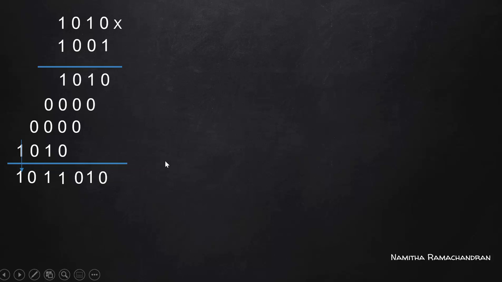Now we can check the correctness of this product. This particular binary number 1010 means 10 in decimal, and 1001 is 9 in decimal. 10 into 9 is actually 90 in decimal. Now we can check whether this product value is equal to this 90 or not.